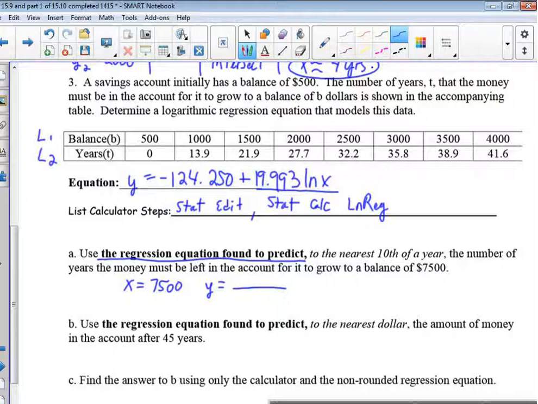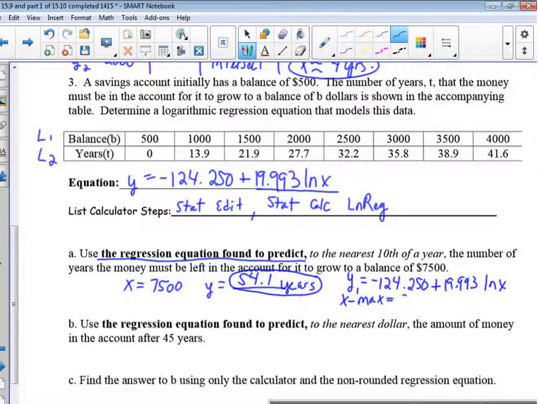So y equals 54.1 years. So a little work here. We did y1 equals negative 124.250 plus 19.993 ln x. We changed the x max to 8,000 and then did second trace or calc value, and we plugged in x equals 7,500 and we found y.